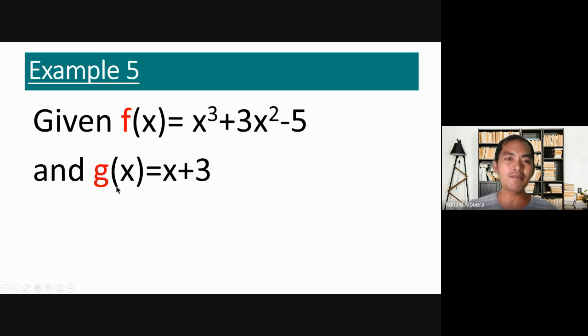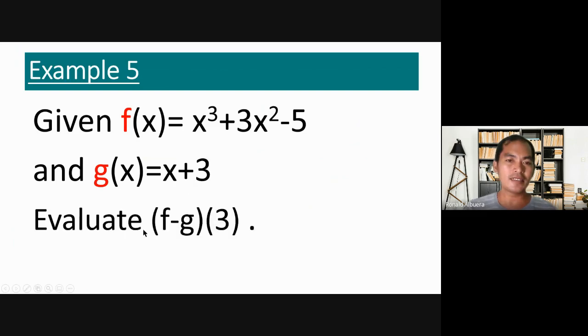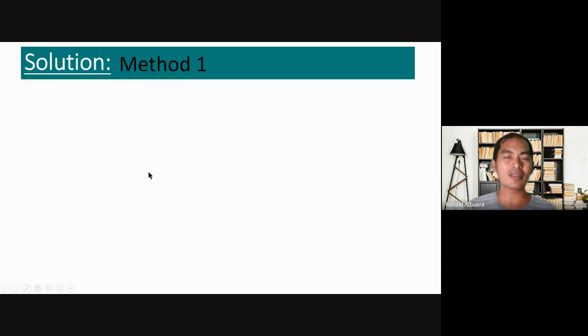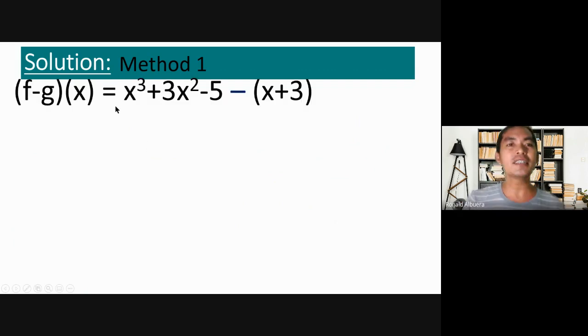Another example is, suppose the given function f of x equals x cubed plus 3x squared minus 5 and g of x equals x plus 3. Find f minus g at x equals 3, or evaluate f minus g when x is equal to 3. I have here two solutions. The first method is you directly substitute, or papalitan natin direkta yung variable x ng value, which is 3.